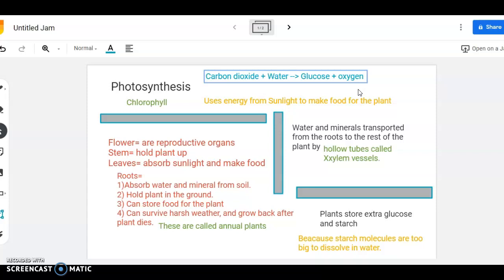Water is transported from the roots to the rest of the plant by hollow tubes called xylem vessels. They are wood-like and they allow water to pass around. When plants make extra glucose, it is stored as starch because starch molecules are too big to dissolve in water.